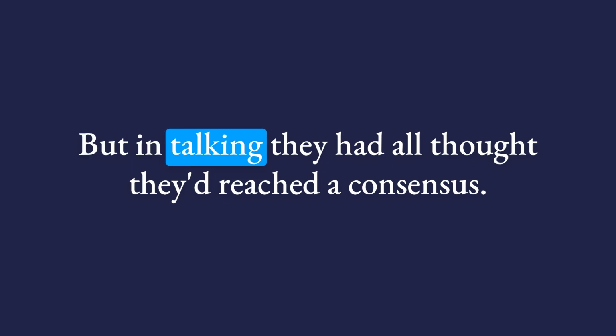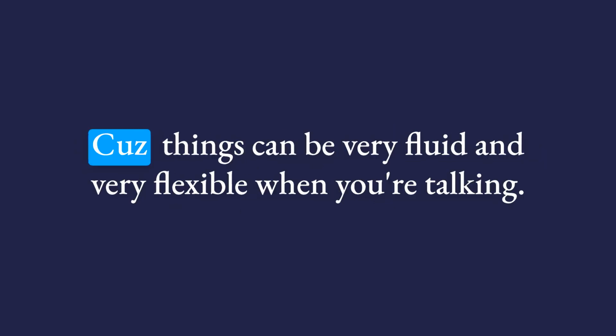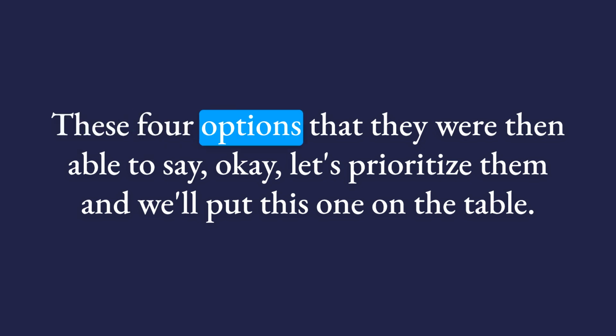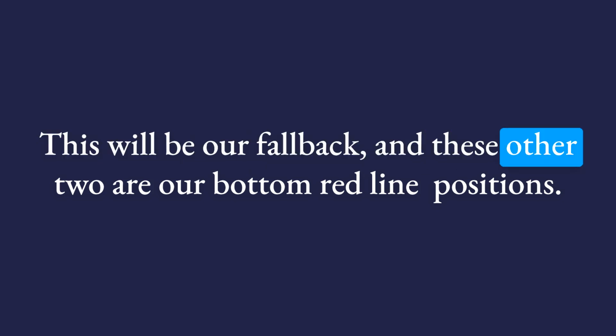But in talking, they had all thought they'd reached a consensus, because things can be very fluid and very flexible when you're talking. But it was only because the scribe had written down these 4 options that they were then able to say, "Okay, let's prioritize them, and we'll put this one on the table. This will be our fallback, and these other 2 are our bottom red line positions."